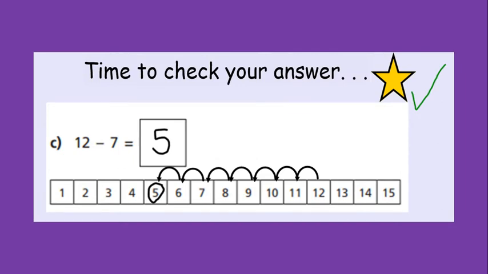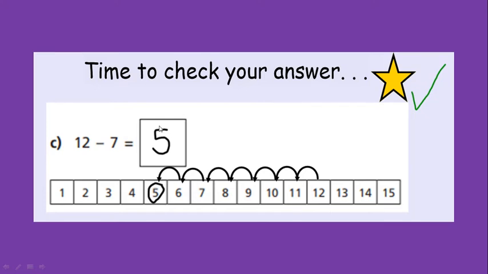So, 12 was the number we were given initially. It was the number we were given to start with. So you should have started here on your number track. Then we needed to take away 7, which is when we do our 7 jumps back. Take away 1, take away 2, take away 3, take away 4, take away 5, take away 6, take away 7. And we landed on 5, which is our answer.